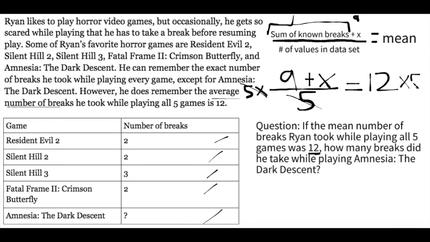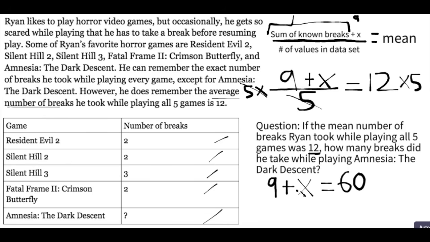But whatever I do to one side, I also have to do it to the other, which is really important for math. So if I multiply this side by 5, I also have to do it over here. So I rewrite this. I have 9 plus x equals 60. Okay, and 12 times 5 is 60. That's where the 60 came from, in case you were wondering.